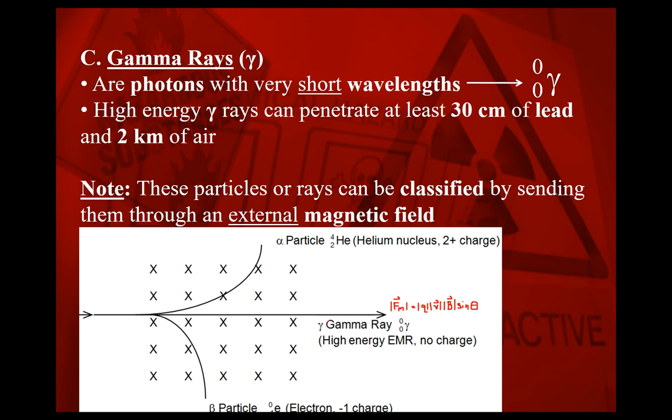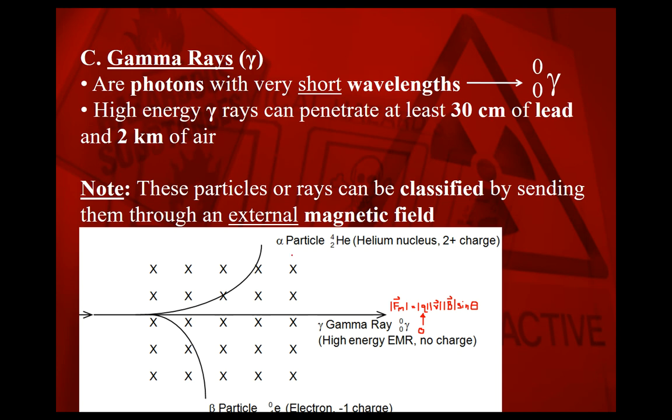Now, a gamma ray would just go straight through the magnetic field. The reason it goes straight through the magnetic field is because a gamma ray has no charge. If it has no charge to it, there's no magnetic deflecting force, therefore the magnetic field doesn't influence it. So if my radiation just went straight through undeflected, I would know it's a gamma ray that's being emitted.